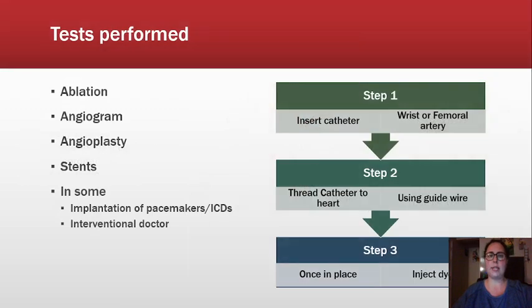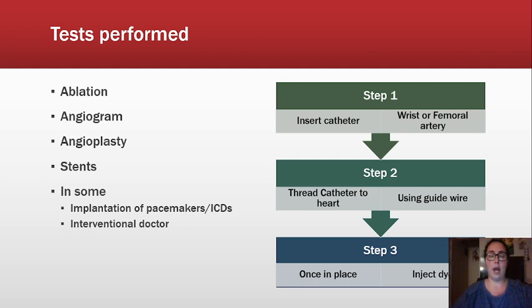So what kind of tests are performed? You have an ablation, an angiogram, angioplasty, and the implantation of pacemakers, ICDs, or stents may be carried out. Ablation is when they burn or create scar tissue in the heart to help with the electrical signals. Angiogram is a procedure that uses X-ray imaging to see the heart's blood vessels, which is very commonly done.